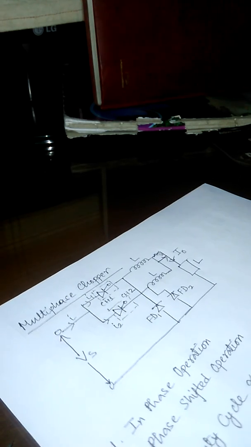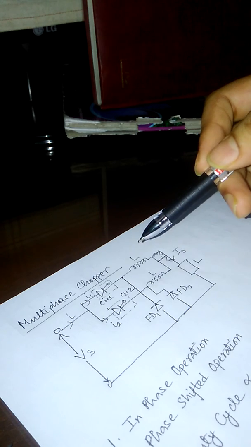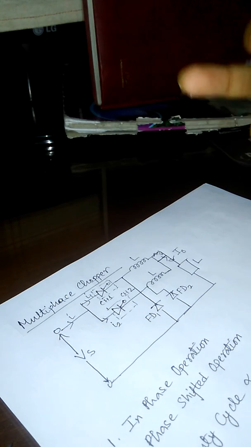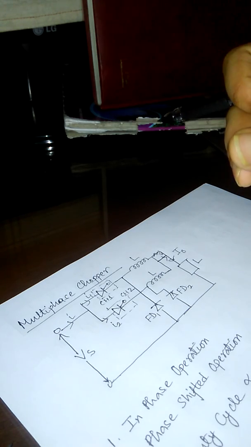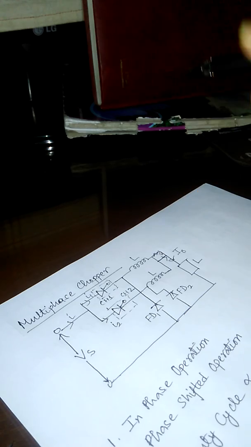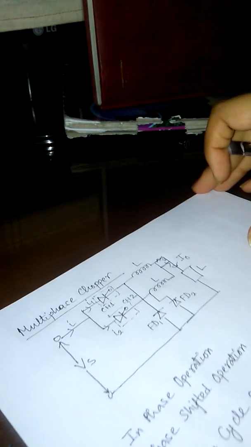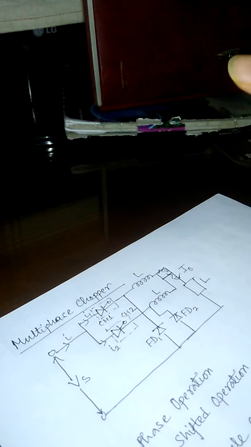So, if two choppers are connected, then it will be a two phase chopper. If three choppers are connected in parallel, then it can be called a three phase chopper. Now, this is a common two phase chopper circuit diagram.